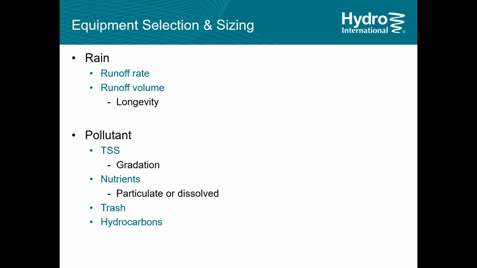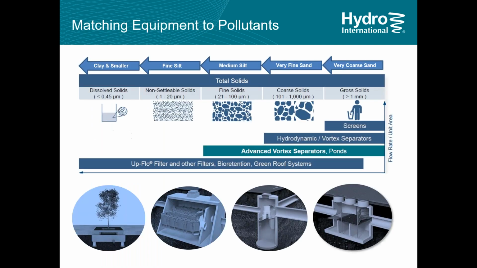With the pollutant, it's things like what's the gradation of the particle sizes coming in? Is it large? Is it small? Are the concentrations big? Are the concentrations small? Nutrients, whether you're going for particulate or dissolved nutrients, trash, hydrocarbons, etc. So all these things have to be matched up, and then it's a matter of matching the equipment with the pollutants, and then matching the flow rate as well with the right size of equipment. So the type of equipment and the size of equipment.